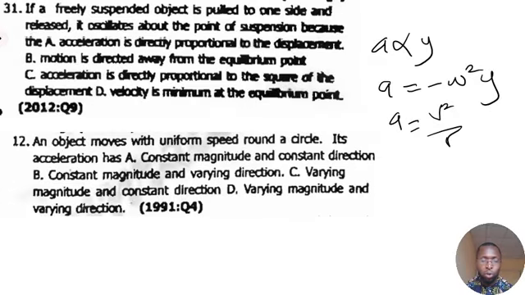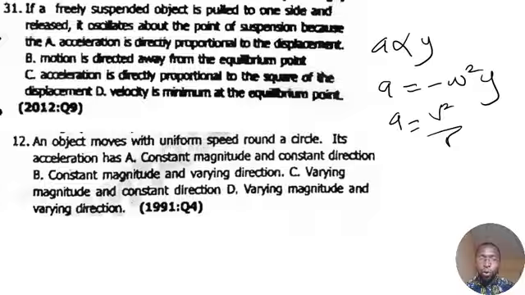C is varying magnitude. No, it does not vary. It is the direction that varies. All right. So the correct option is option B, constant magnitude but varying direction.